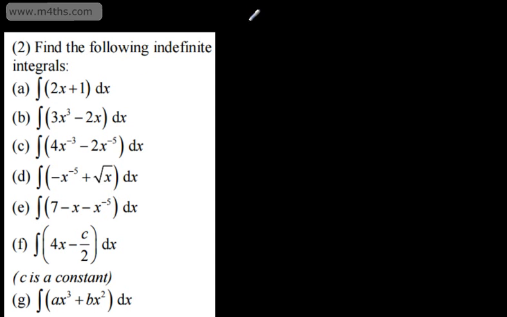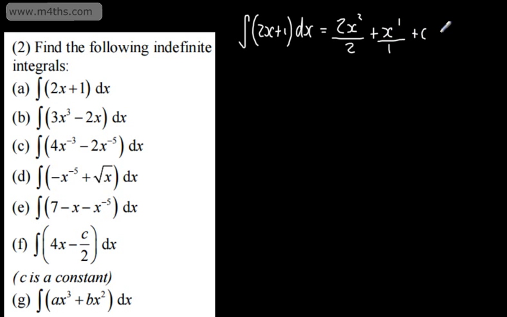So let's go ahead. What we can say now is that the integral of 2x plus 1 with respect to x. What we do then is raise by a power, so it becomes 2x to the power of 2, and divide by the new power. Then we have x to the power of 1 divided by 1, plus a constant of integration. So we can tidy that up and simply write it as x squared plus x plus c.